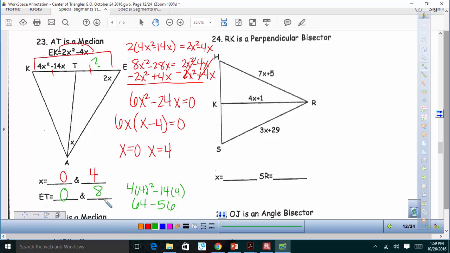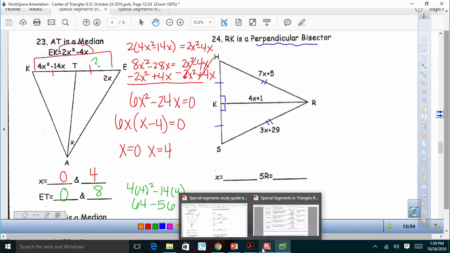Yes? 24. It's a perpendicular bisector. So that means 90 degrees and these sides are equal. Okay? And so that actually means that these sides are equal. So you'd set those equal. Okay, no more questions?